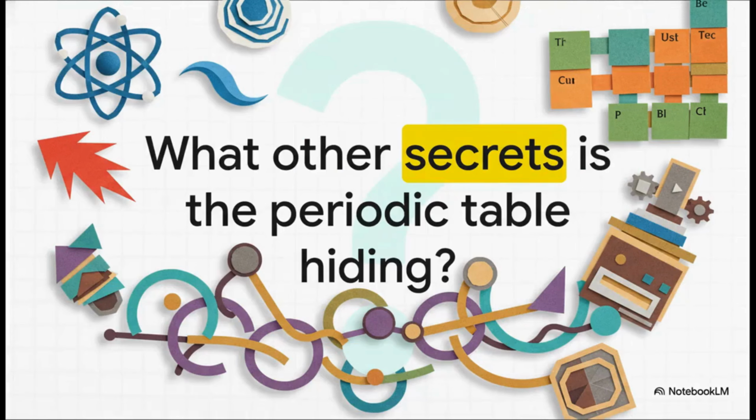How'd you do? And that's it. You did it. You can now read the secret code of the periodic table. You can look at any element's address and know so much about its personality without even looking it up. Its position isn't just a random box. It's a clue to everything it is.